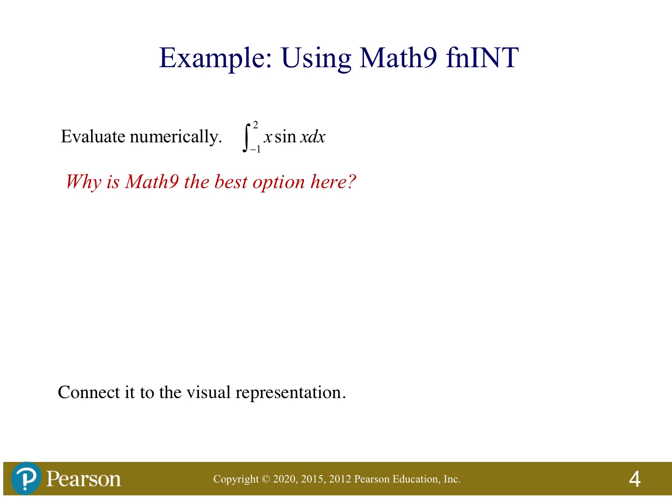So looking at a problem like this, from -1 to 2, x sine x relative to the x-axis. Why do you think, if you were Math 9, would be a better option here? It's hard to split it into equal groups to get an exact number using a trapezoid or anything else like that. Okay, yeah, the shapes do not work well in x sine x.